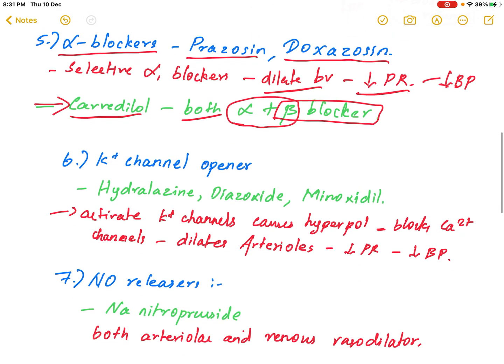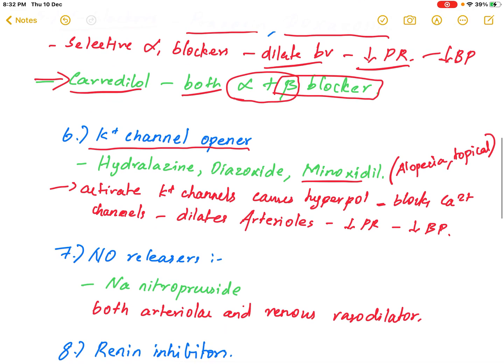The sixth drug we have here is potassium channel openers, which include hydralazine, diazoxide, and minoxidil. Minoxidil is also used in the treatment of alopecia as a topical treatment. And other than that, the mechanism of action for the potassium channel openers is that they activate the potassium channel, so there is efflux of potassium which causes hyperpolarization. They also block the calcium channels that would help in dilation of arterioles.